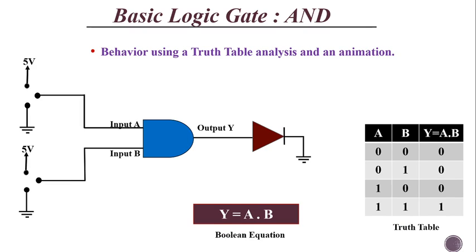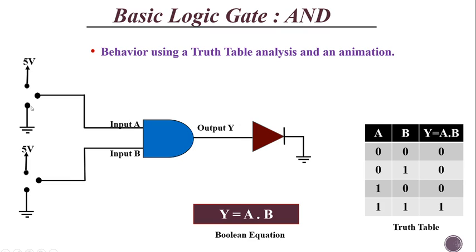So let's see the behavior of this AND gate using this truth table and this logical diagram. Here I have connected these two switches to the two inputs of the AND gate, and at the output I have connected one LED. An LED is nothing but a light emitting diode. When the input of this diode is high, it will glow. If the input of this diode is 0, then it will be off.